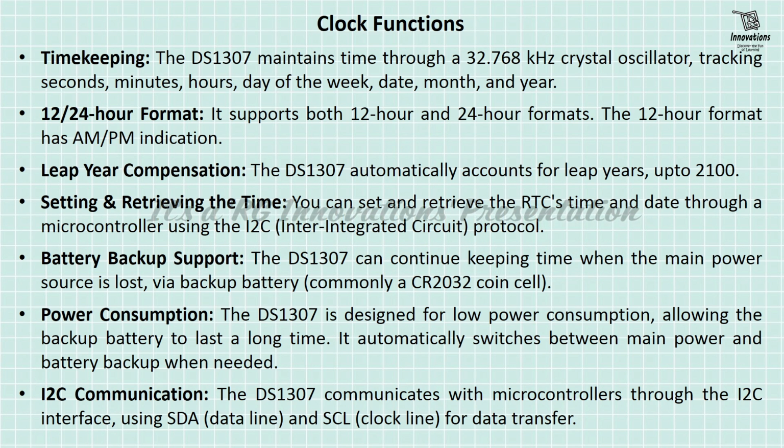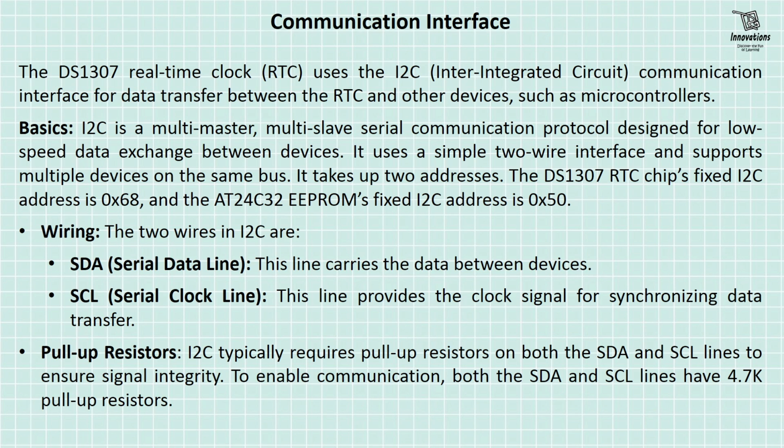I2C communication: the DS1307 communicates with microcontrollers through the I2C interface using SDA, that is the serial data line, and SCL, that is the serial clock line, for data transfer. Now the communication interface. We just said that the DS1307 real-time clock uses the I2C communication interface for data transfer between the RTC and other devices such as microcontrollers. Now what is I2C? I2C is a multi-master, multi-slave serial communication protocol designed for low-speed data exchange between devices. It uses a simple two-wire interface and supports multiple devices on the same bus.